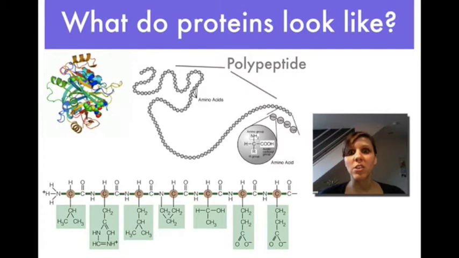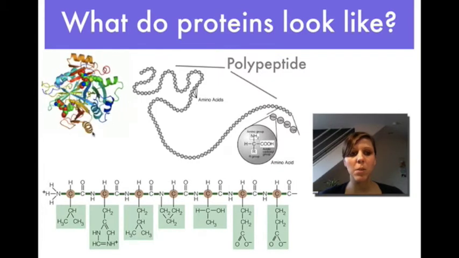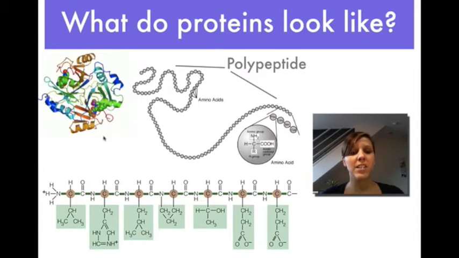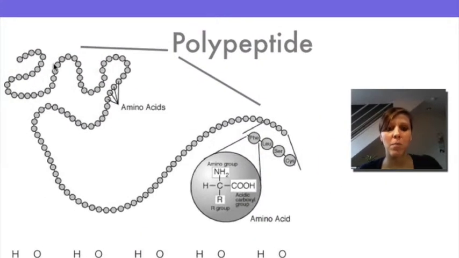So what do proteins look like is the next question we need to ask. And this is a protein over here. And if we were to take that and stretch it out into just one long strand, we would see that proteins actually have repeating units of what's called amino acids. So amino acids, they each have similar parts and then one different part. So I'm going to show you that over here.